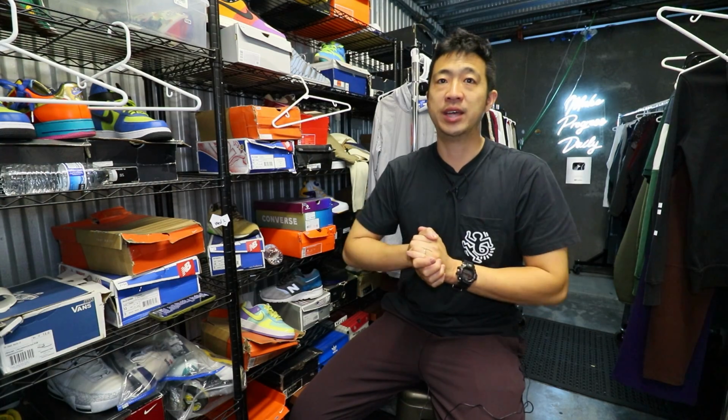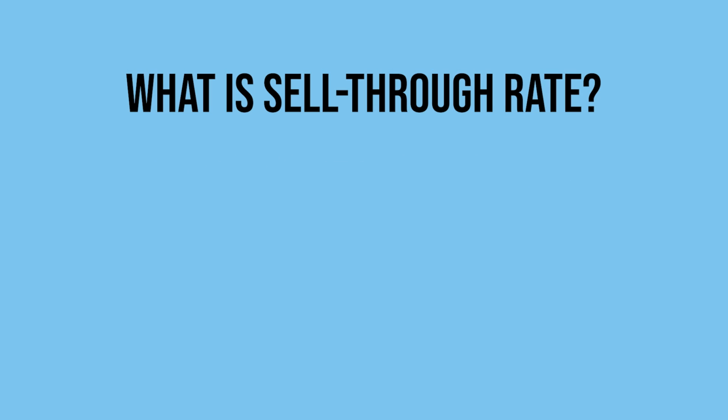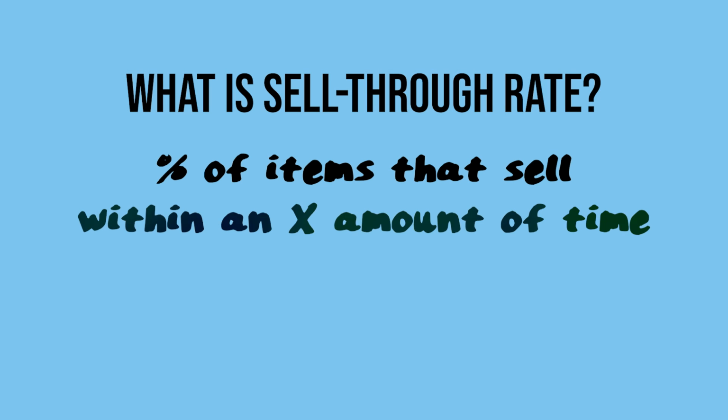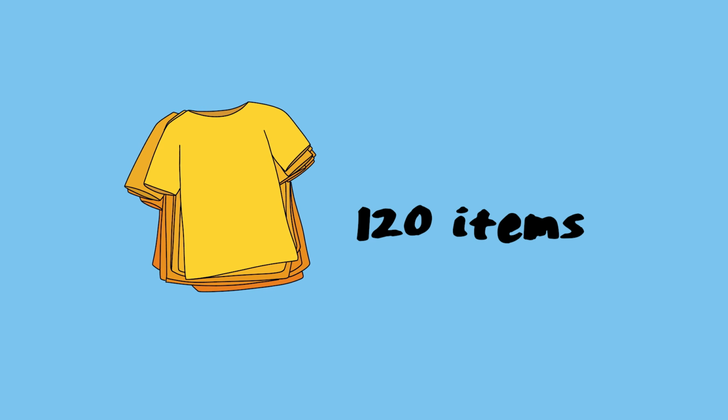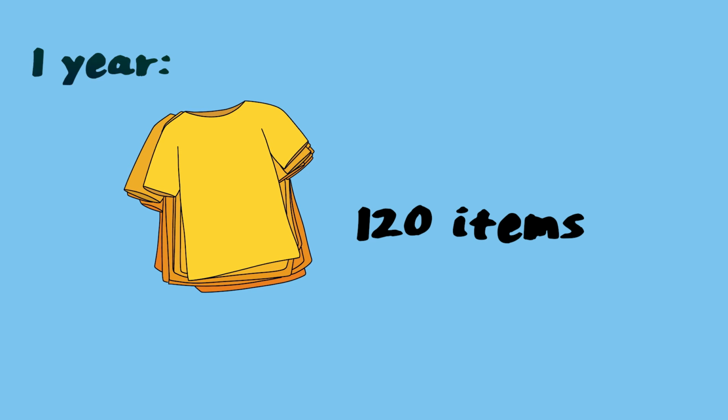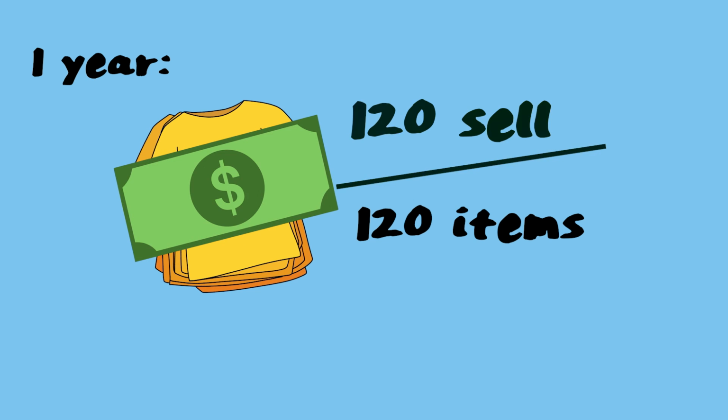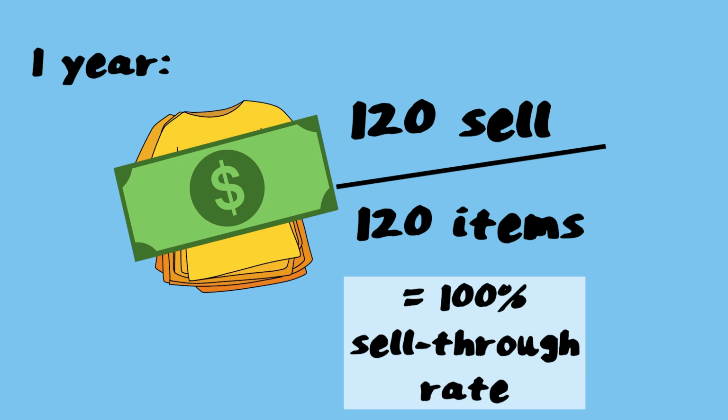First, we have to define sell-through rate. So sell-through rate is a percentage of the items you sell over a period of time. We're going to use this example right now of 120 items in your store, and you're not going to list a single new item. It's 120 items, and we're going to use the time period of 1 year and all 120 items selling. So this example is 120 out of 120 items selling over a 12-month period. That's 100% sell-through rate. So 120 divided by 120 equals 1. 1 as a percentage is 100%.